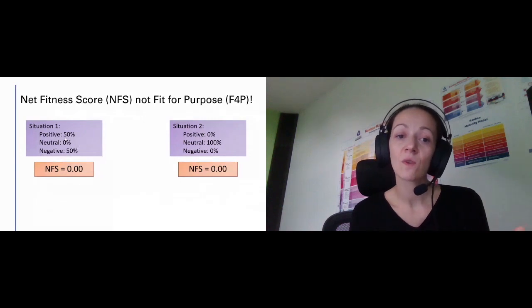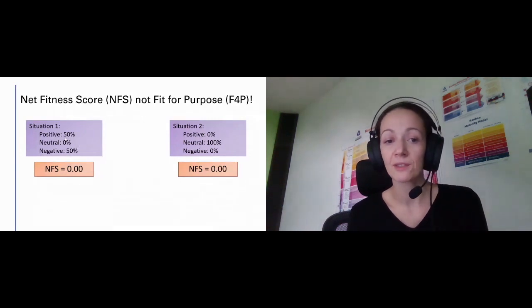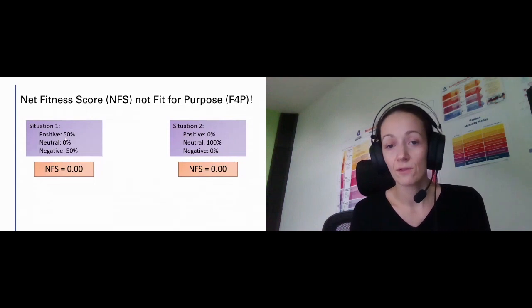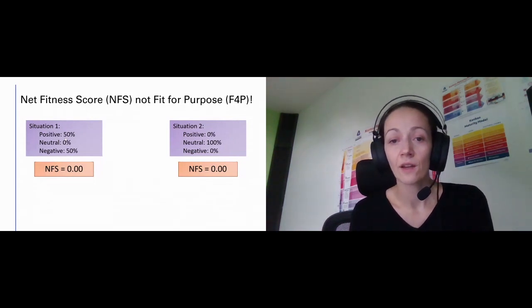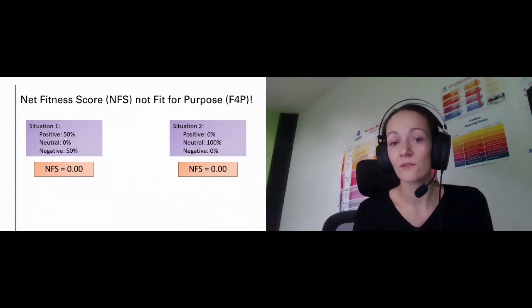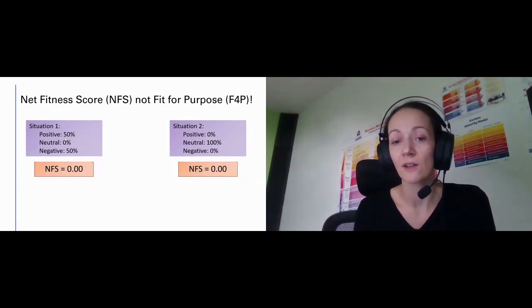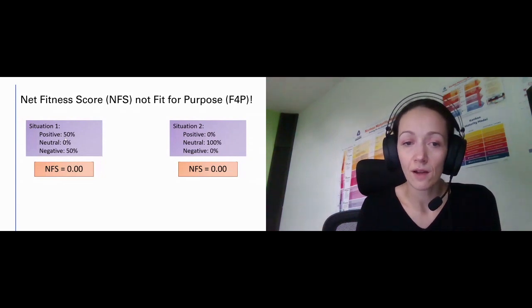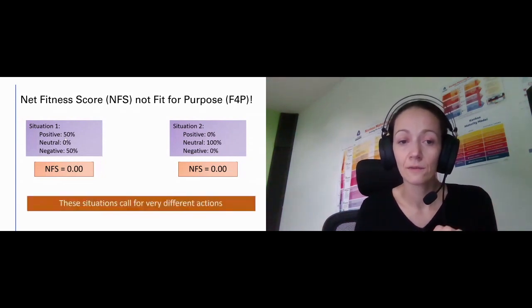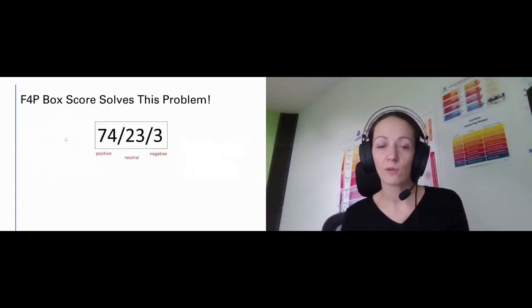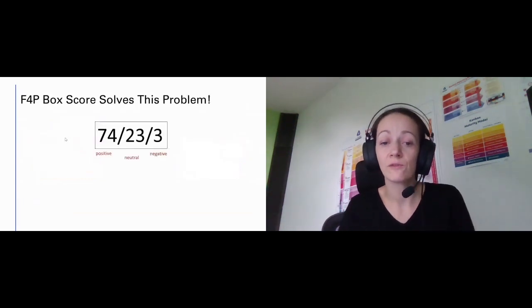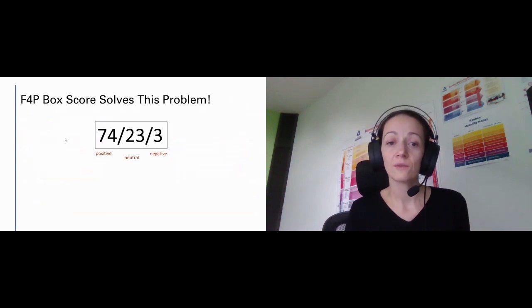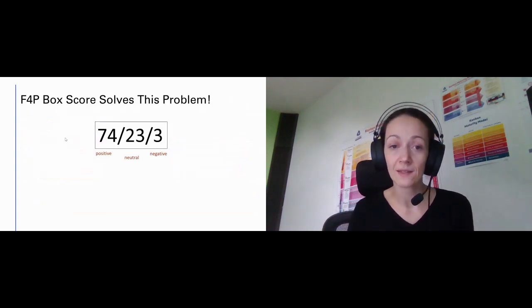So you can see in situation 1, when you have 50% positive, 50% negative, net fitness score is 0. In situation 2, we have 0 positive and negative, but 100% neutral answers, and net fitness score is again 0. That's why we never use net fitness score, but we always use a triple, because these two situations call for very, very different actions. So this is how we show the answers.